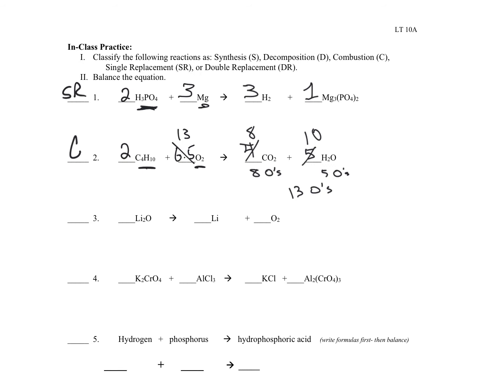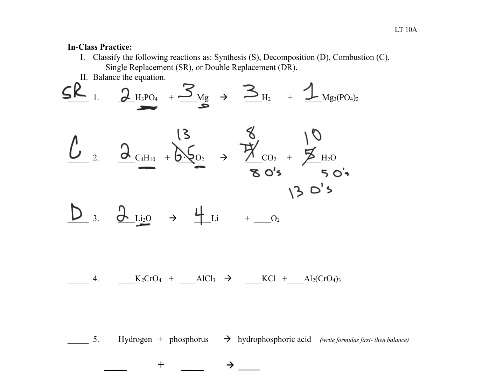Looking at number 3, I have Li2O, and that is my only reactant. Because they only have one reactant, this must be a decomposition reaction. And balancing, these guys are generally pretty quick. We can do O's first. I have 1 O on the left, 2 O's on the right. So I'm going to put a 2 there, which gives me 4 Lis.